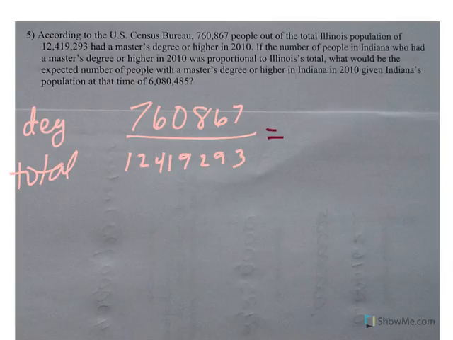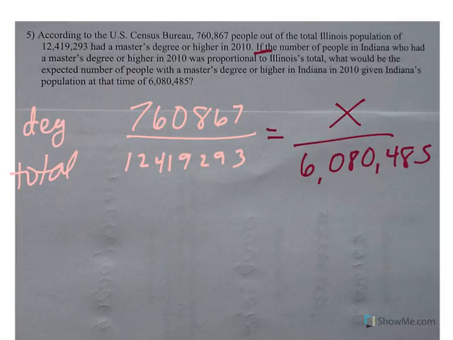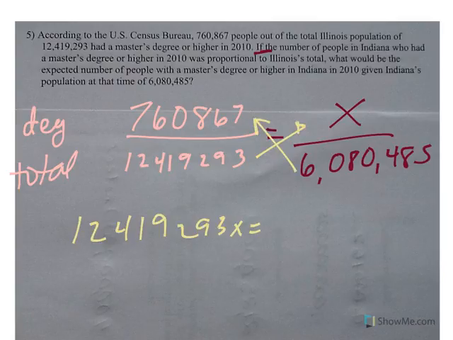Now, if the number of people in Indiana who had a master's degree or higher was proportional to Illinois, so we're saying they have the same ratio, what would be the expected number of people with a master's degree? Degree goes on the top. If the population was 6,080,485. So this is the population, or the cross multiply, 12,419,293x equals, man, I'm going to cross multiply, get a big number, 4,626,44038. My calculator gave it to me in scientific notation.